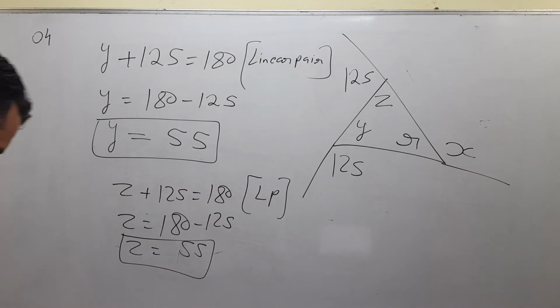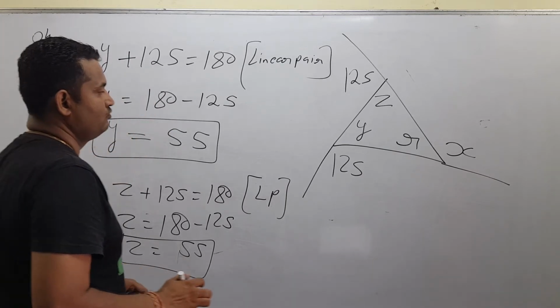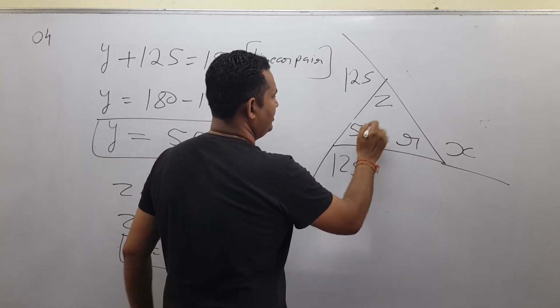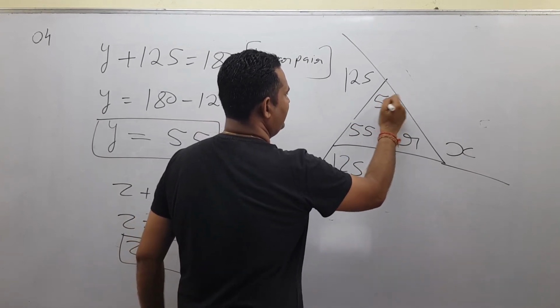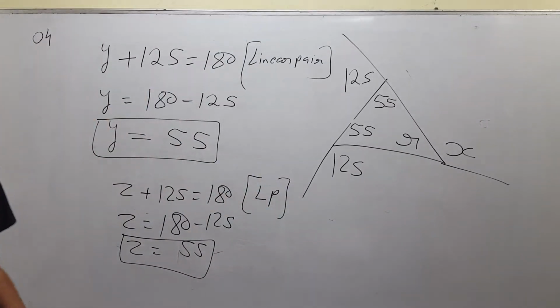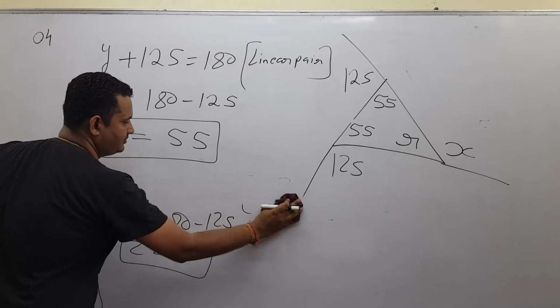Good. Now see. In place of y, you will write 55. In place of z, you will write 55. Now you have to find the answer of r.